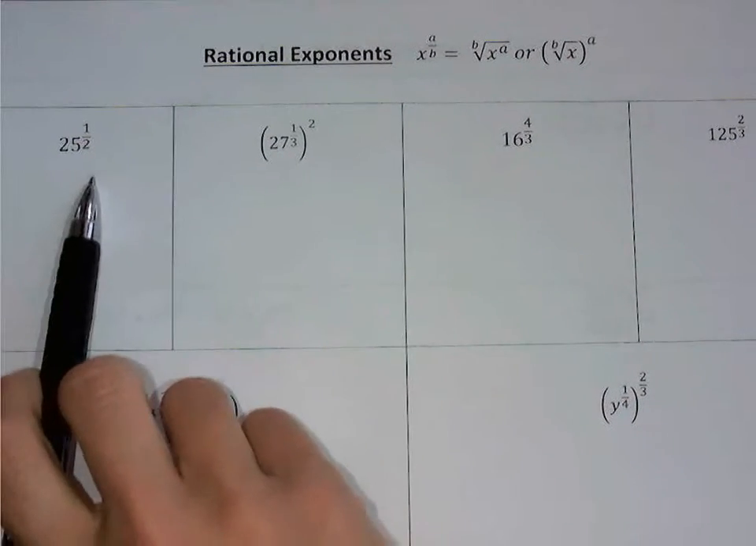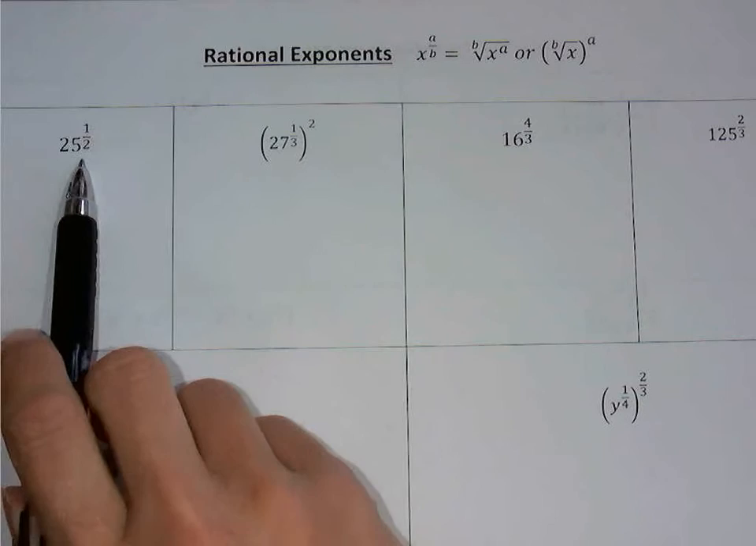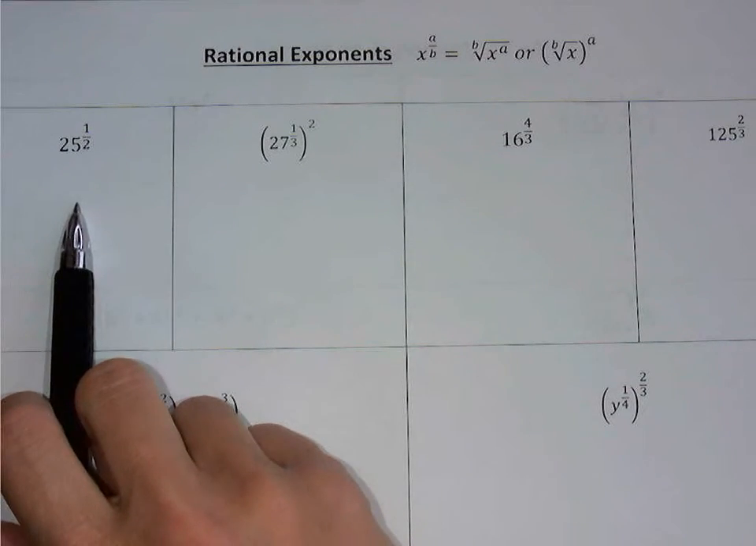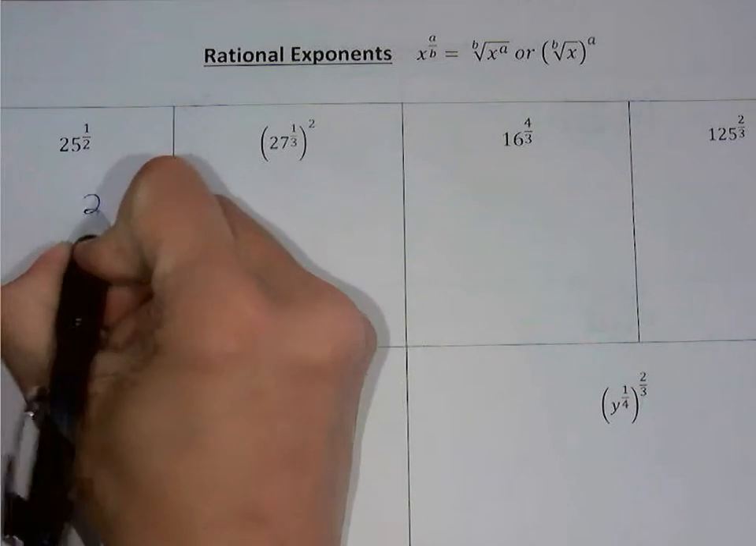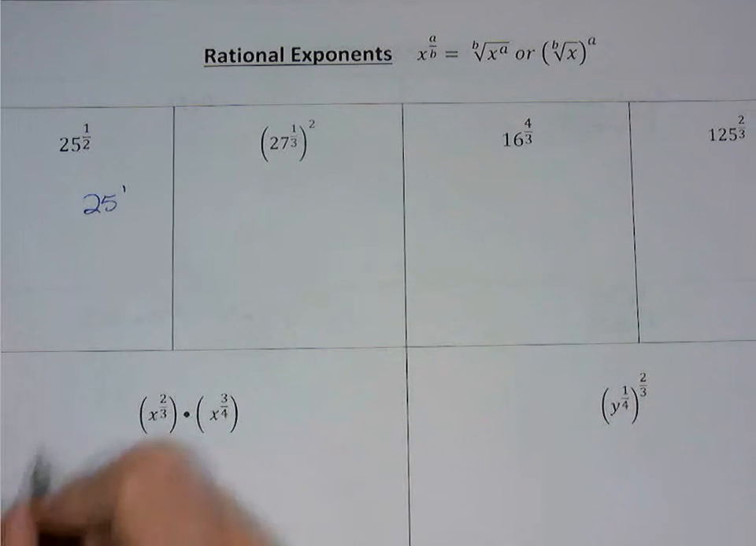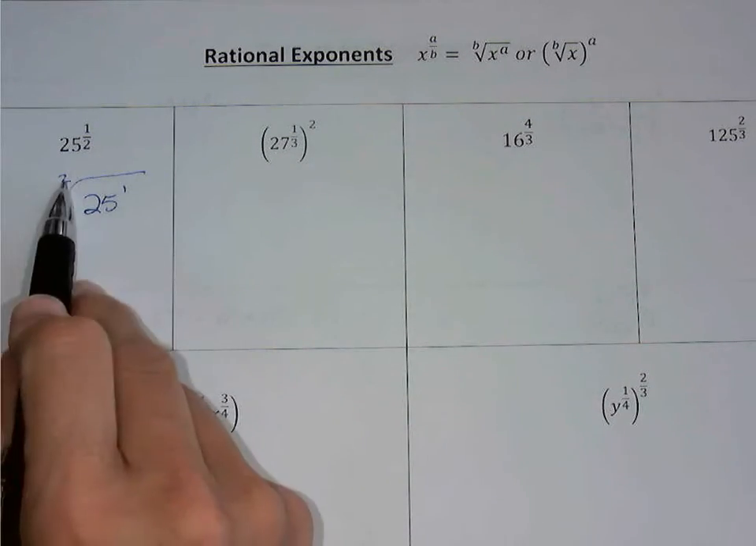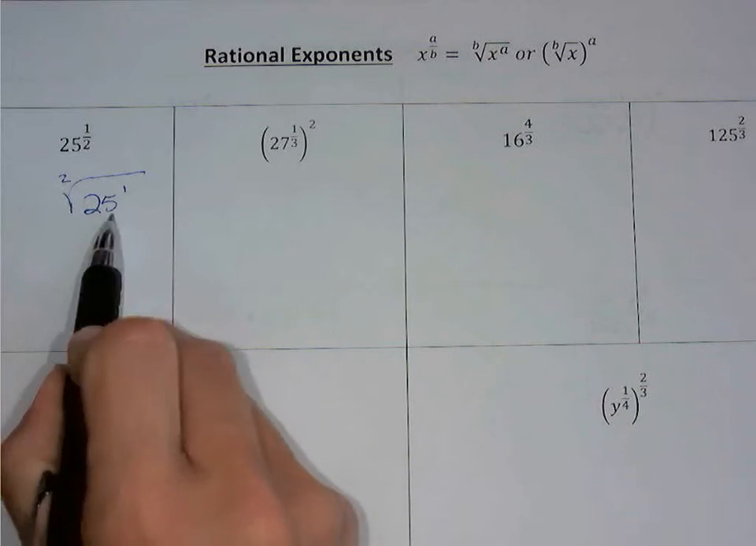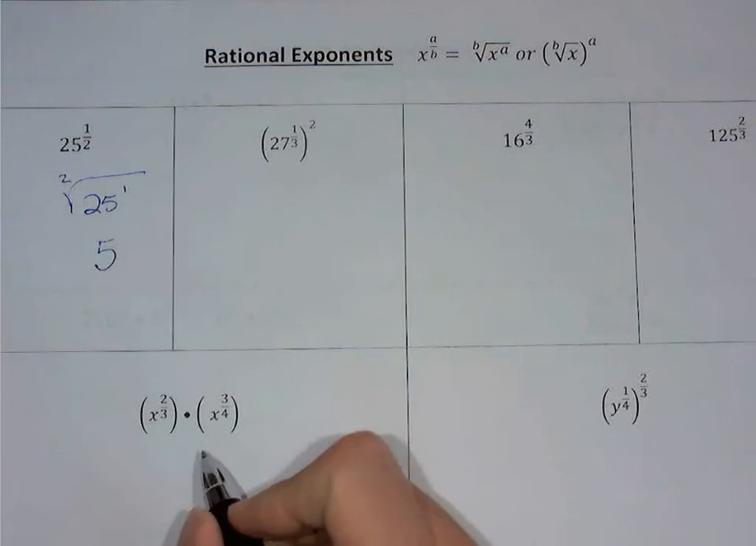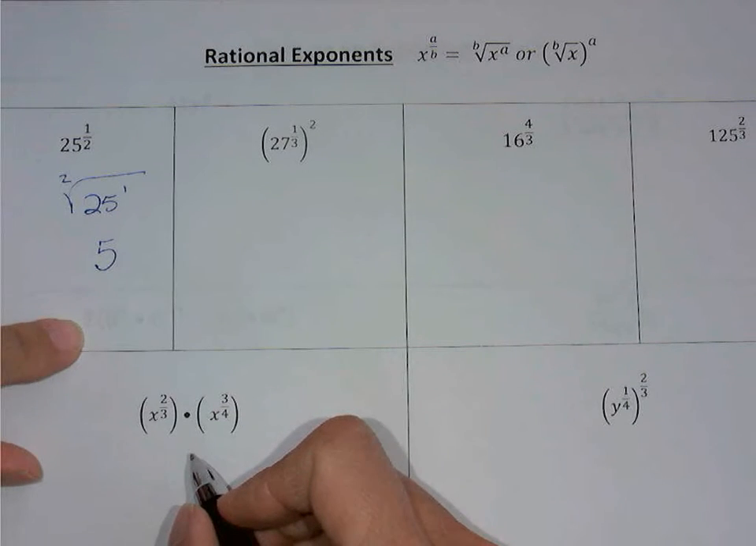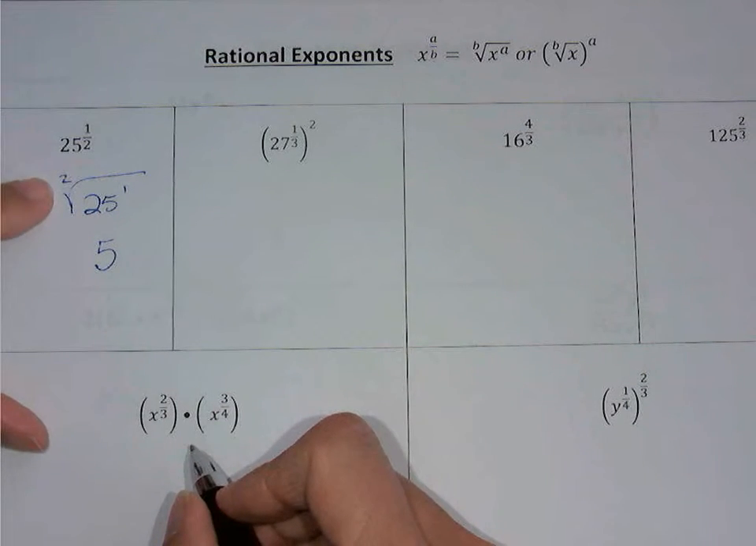So if I was going to take 25 to the 1/2, that is the same as the square root because the top is the power, so it'd be 25 to the first power. And then the index is 2. So that's a square root. And what is the square root of 25? It's 5. So 25 to the 1/2, same thing as the square root, and the square root of 25 is 5.